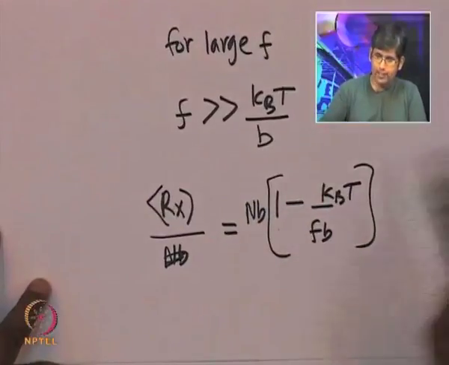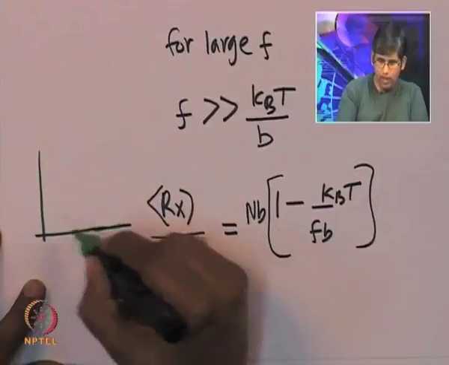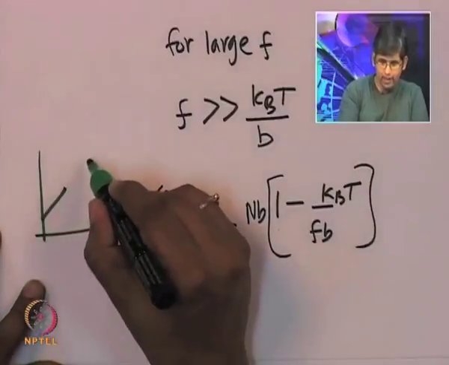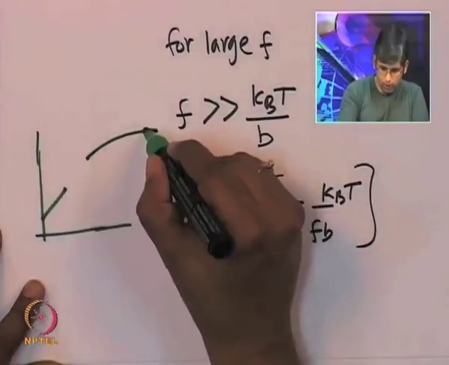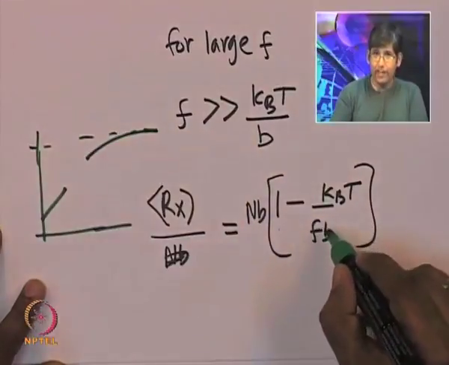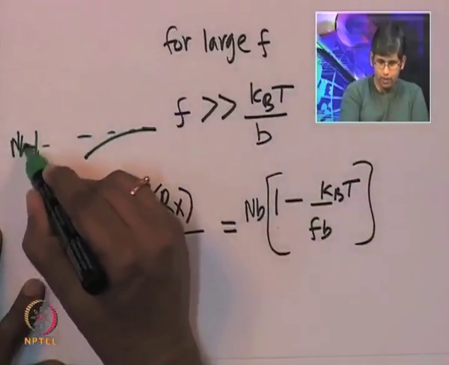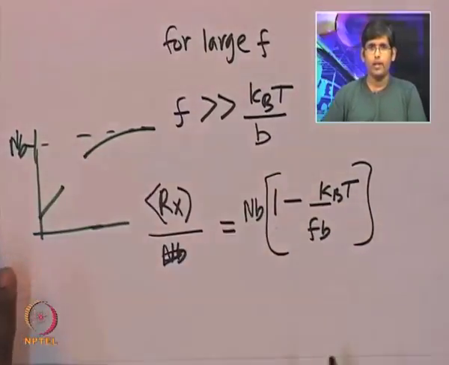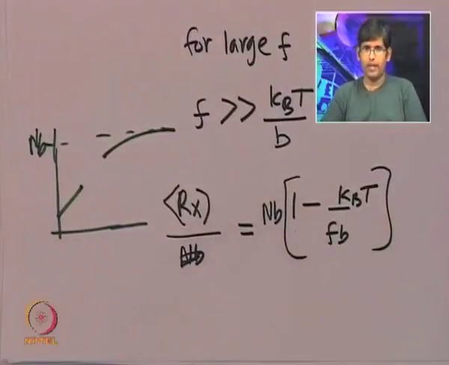If you plot this, you can see that it will saturate for large force. For small force it is linear, and for large force it is going to saturate to a value. For f equal to infinity, this term is 0 and R_x is n b. So, it is going to saturate to a value n b. You can see that for large force this will have this particular relation.